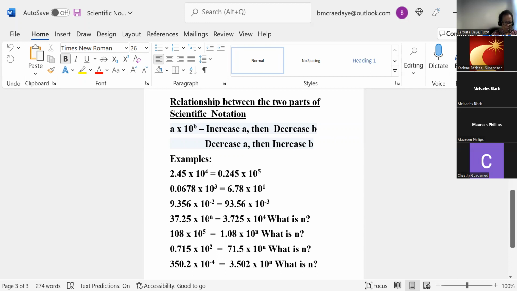So from 37.25 times 10 to the third, that is N, yeah. And 3.725 is times 10 to the fourth. So what is it? It's 3. That's right. From 3 to 4, because this is decreasing. So 3 to 4. So N is 3.